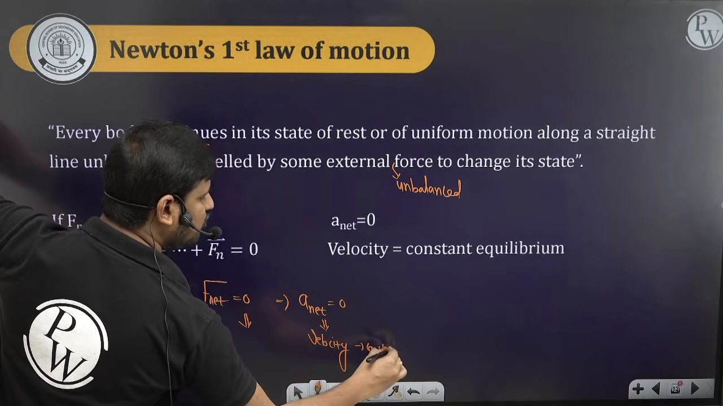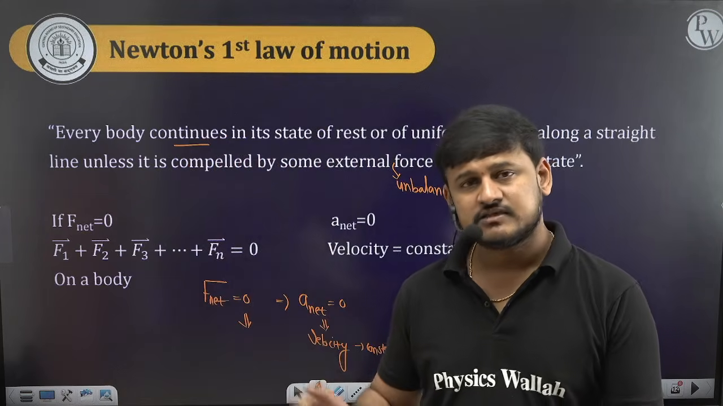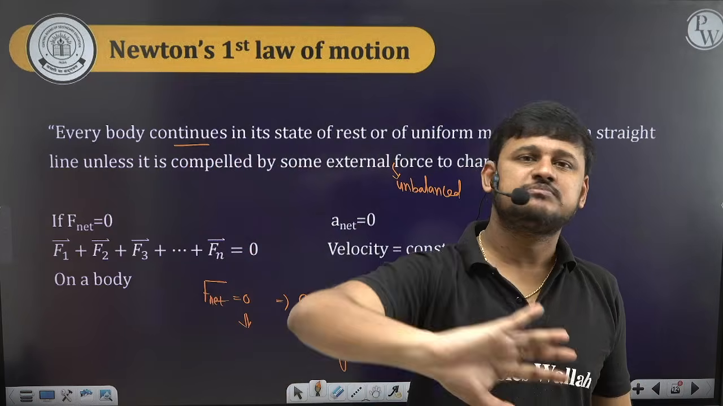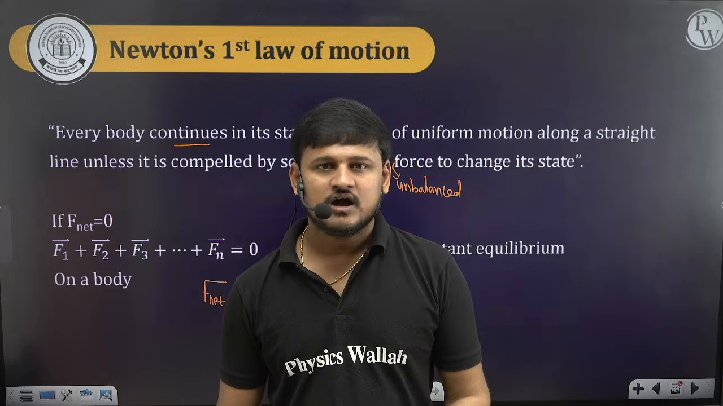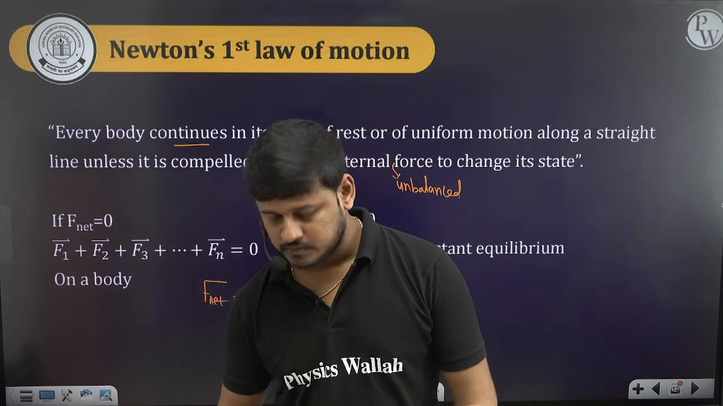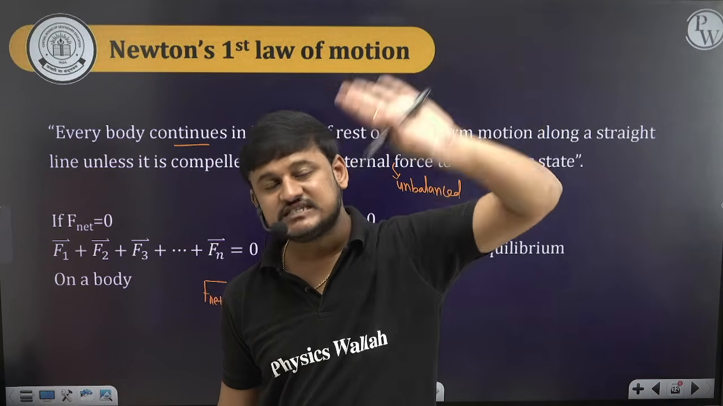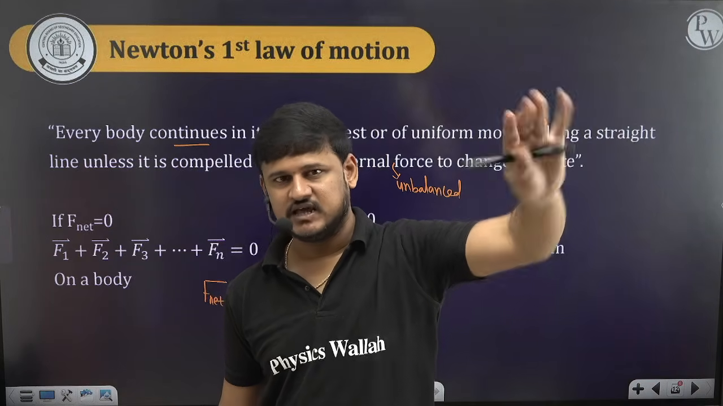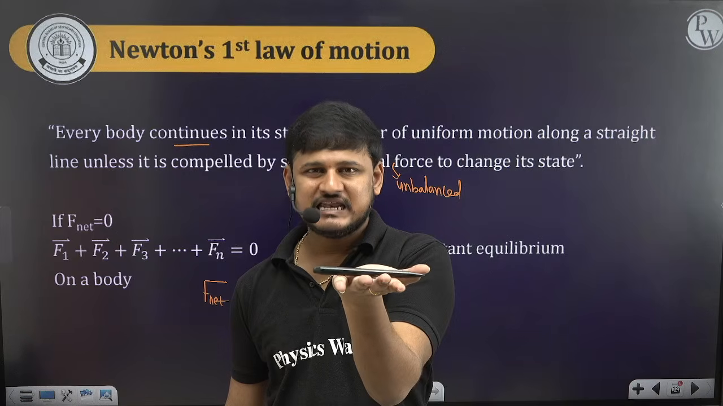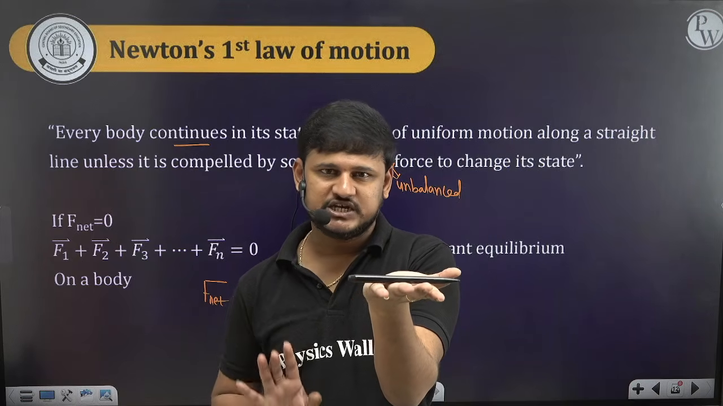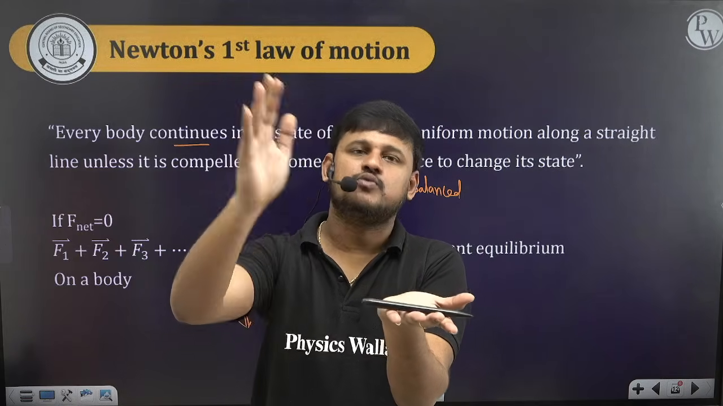If a body is moving and there is no force acting on that body, Newton's first law says that the body should move with that same speed. If you throw a body on the ground and there is no friction, then the body should move to infinite distance with the same speed. That's what they are saying. Let's suppose this is a body: if I don't apply any force on it, it is at rest initially, so it continues to be at rest. But if I apply a force, it should move.